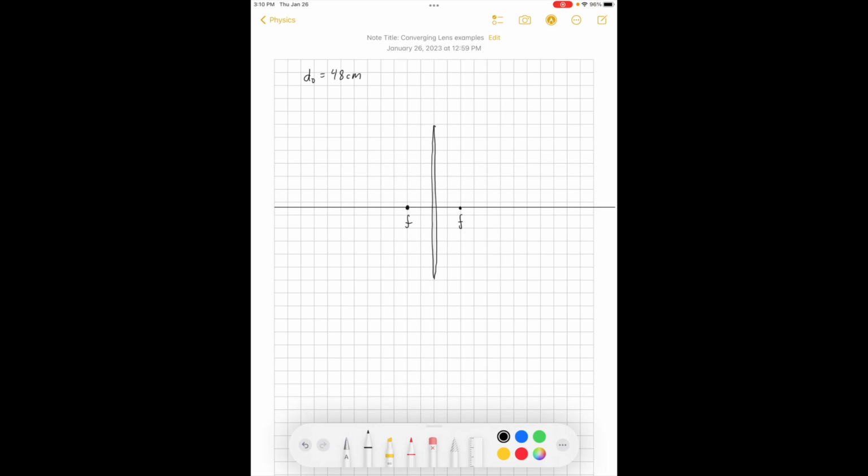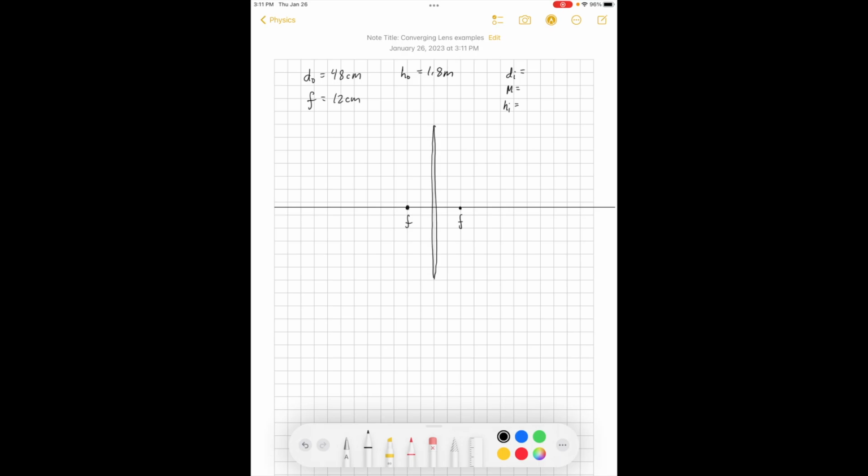This converging lens will have a focal length f equal to 12 centimeters. And let's imagine also that the object has a height of 1.8 meters. So this might be the height of a person. What I'd like to do is find out what is the image distance, what is the magnification, and what is the height of the image.